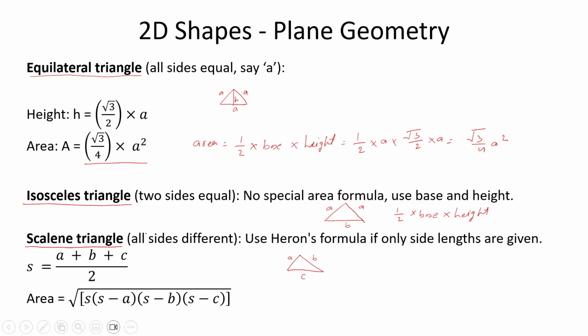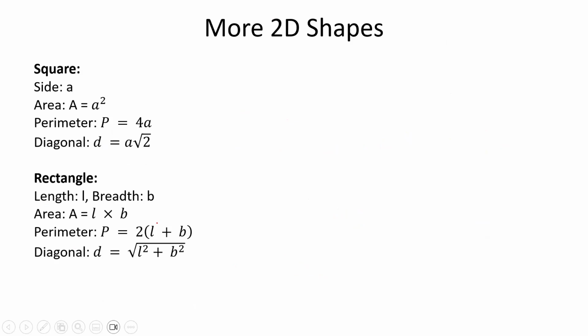Okay, we have covered all the triangles. Next shape is square. Square means this, all sides are equal. This is a square. What is the area of a square? Area of a square is A into A, means side square. A square. What is the perimeter? Again, start from this point, cover all the lengths and come back to this. So A plus A plus A plus A, that means 4A.